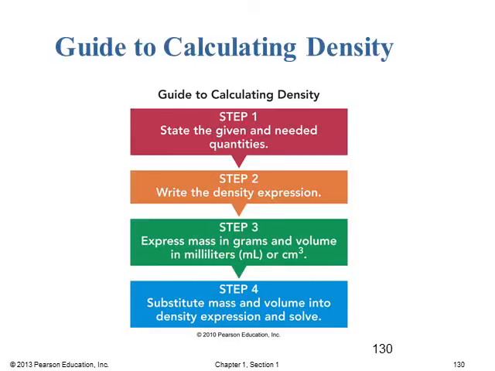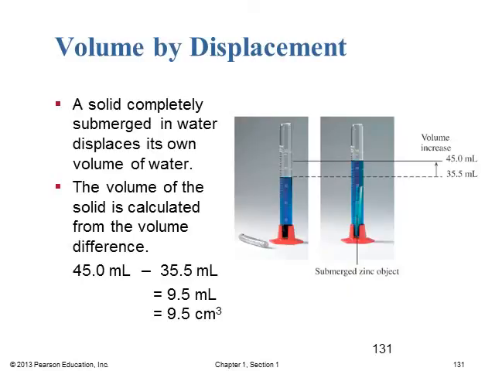All right, so a quick guide that you can use to calculate density. You state again the given and needed units. You write down the expression, the density equation, so you can figure out what can go where in this equation. If the densities are in grams per milliliter, you want to make sure that your masses are in grams and your volumes in milliliters, and make any type of conversions that you may need to, and then plug it in and solve, and just make sure that you check the number of significant figures.